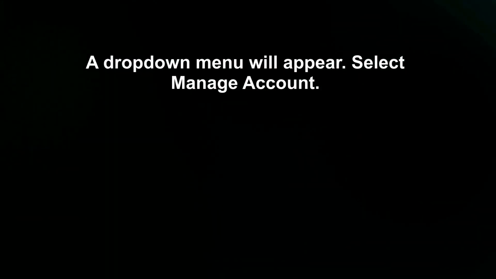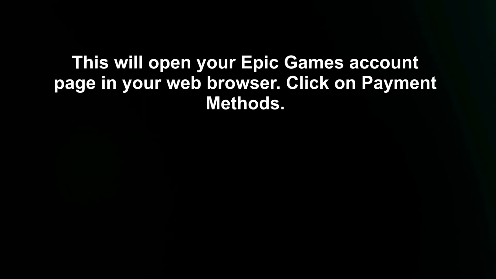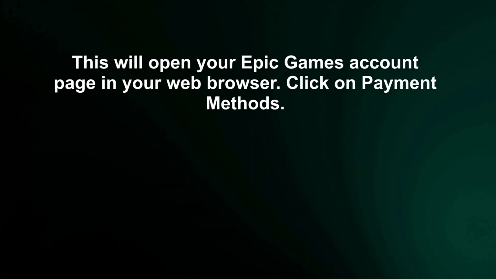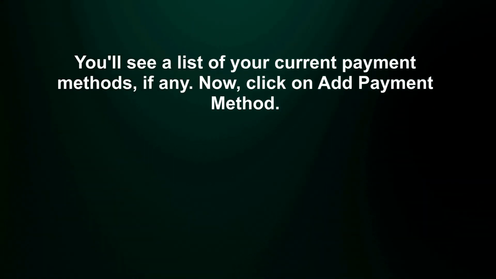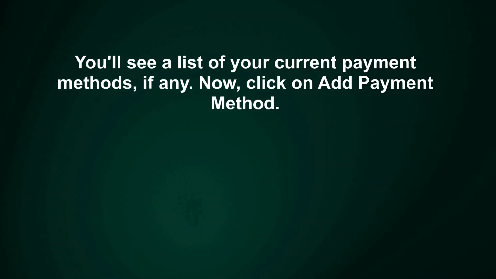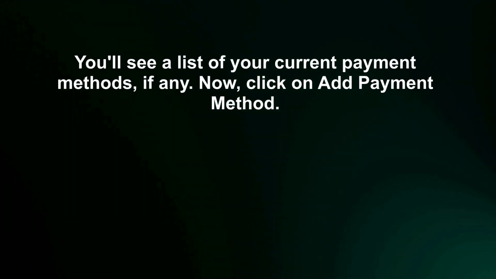A drop-down menu will appear. Select Manage Account. This will open your Epic Games account page in your web browser. Click on Payment Methods. You'll see a list of your current payment methods, if any. Now, click on Add Payment Method.